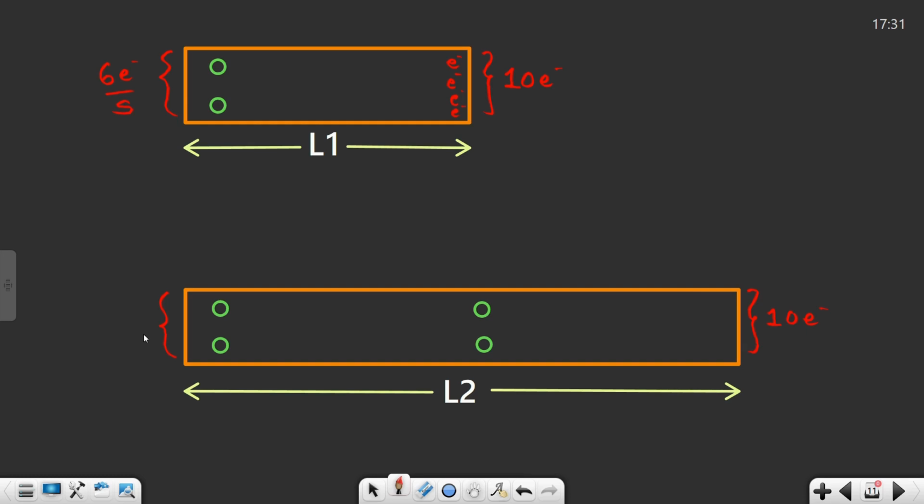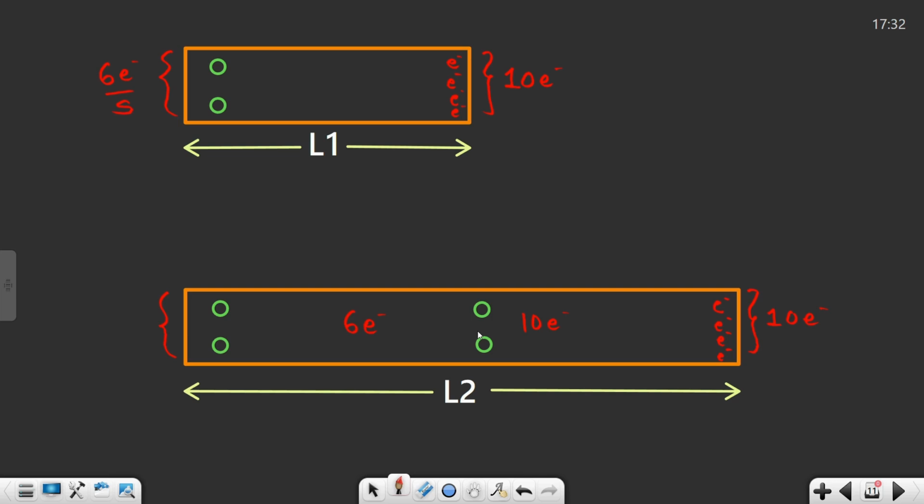Now it's my turn. So you see, 10 electrons are present over here. Let's say out of 10, only 7 or 6 electrons came up till here. Why? Because these are the two nuclei. They will just hold a few of the electrons for a certain time.